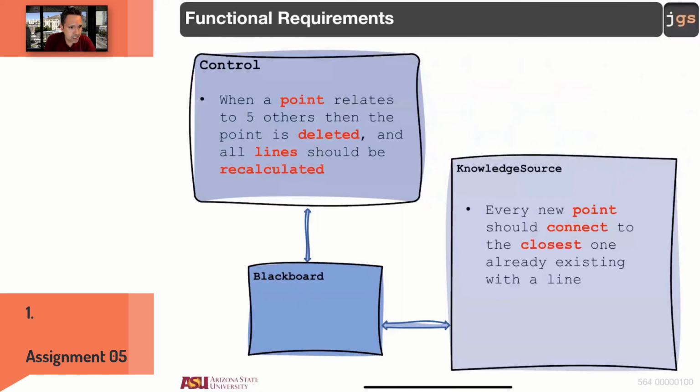Next, everything is great, but one small extra thing. When one point, any of the points, reach 5 connections, when you have a point and that point is connected with another 5, delete the point.